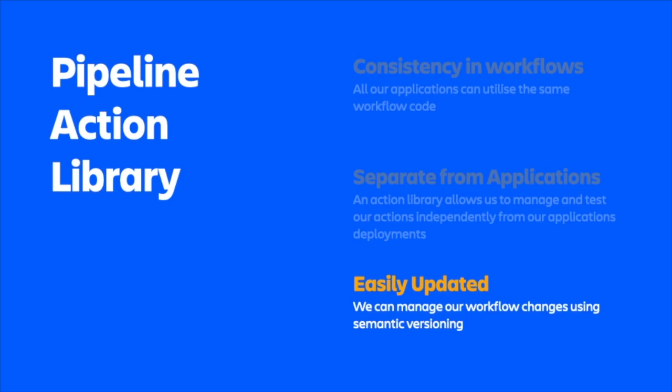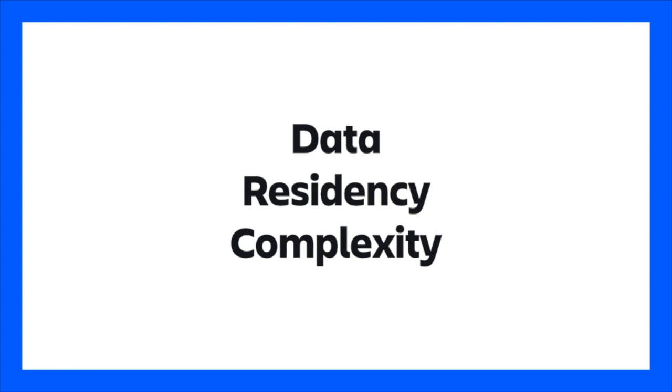The other advantage that we found is that we can update our CI/CD pipeline pretty easily by just releasing patch versions and minor versions, and that's based on how GitHub Action versioning works. That allows us to put changes through without requiring a pull request in the application repositories. So finally, I just want to touch on some of the complexities we've encountered while doing data residency.